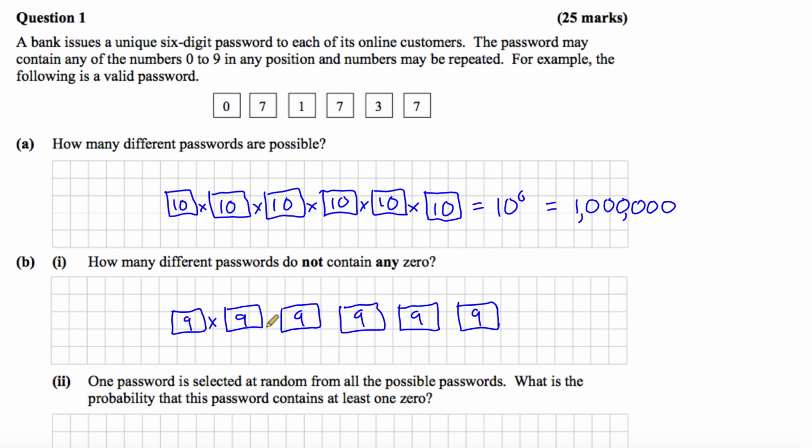So this time that's going to be 9 times 9 times 9 and so on. Basically 9 by itself 6 times. So this time it's 9 to the power of 6. And that's equal to 531,441. You can just do this on the calculator.